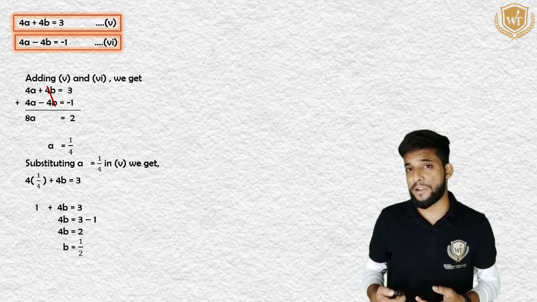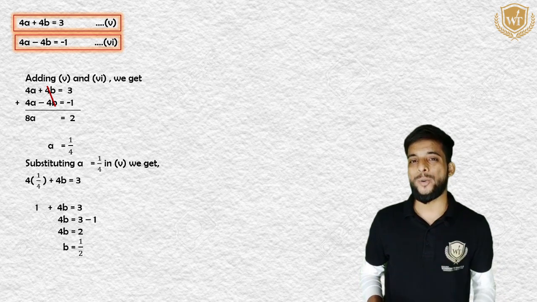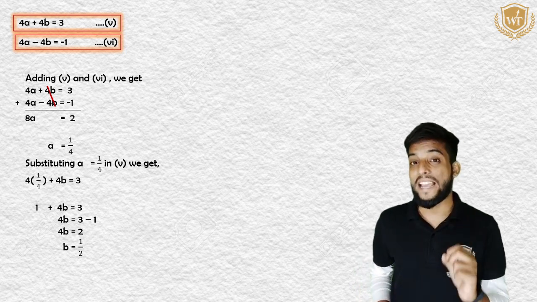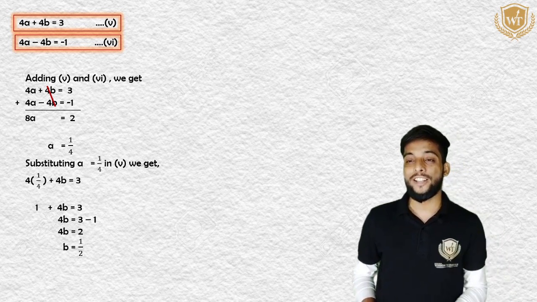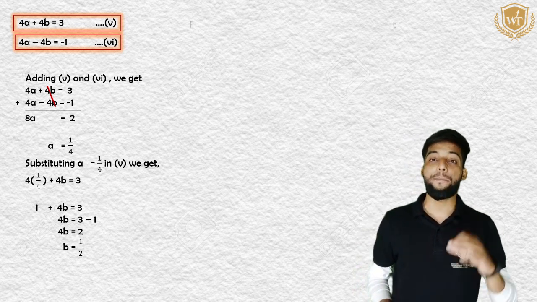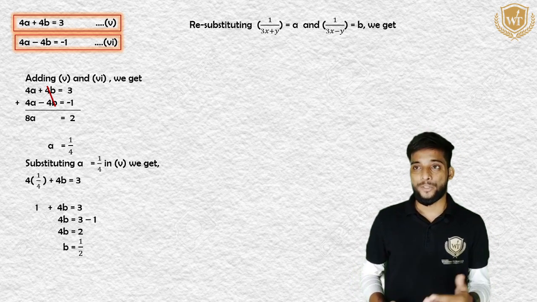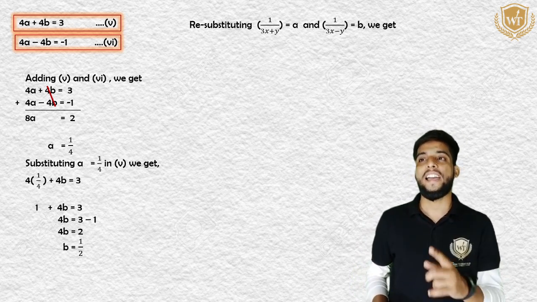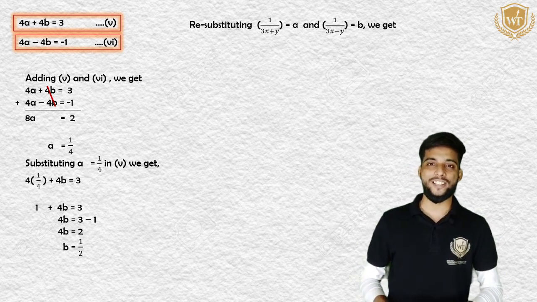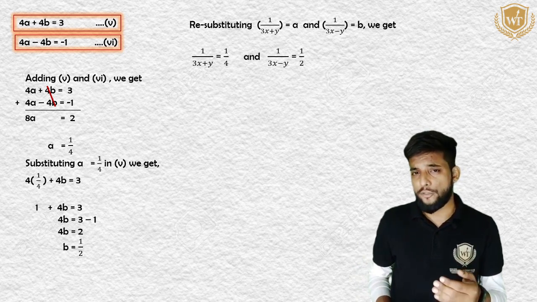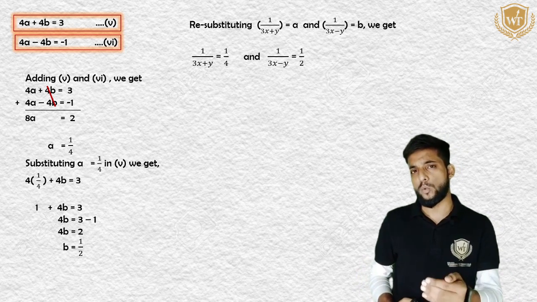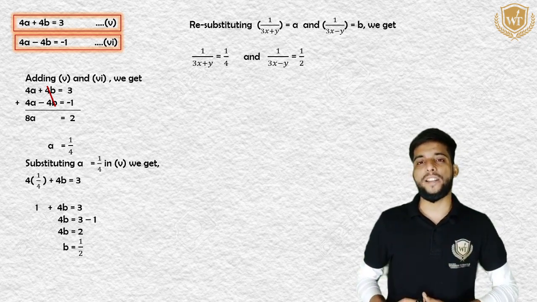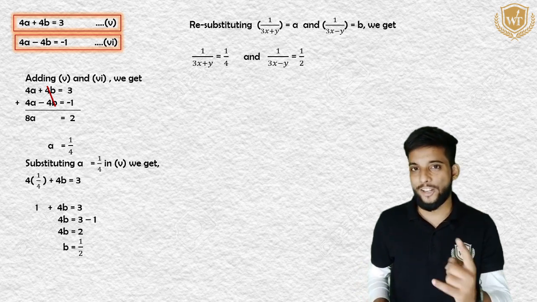Now is the sum complete, students? No, again, because we have got the values of the variables a and b, but the question was in x and y. We have to get the values of x and y by resubstitution. So we are resubstituting a as 1 upon 3x plus y and b as 1 upon 3x minus y. So we'll have 1 upon 3x plus y equals to 1 by 4, which is the value of a, and 1 upon 3x minus y as 1 upon 2, which is the value of b.